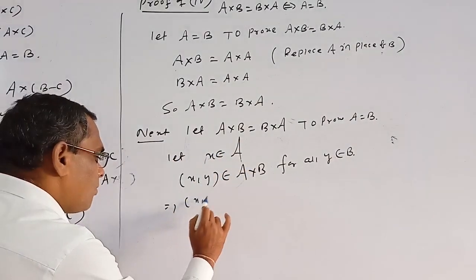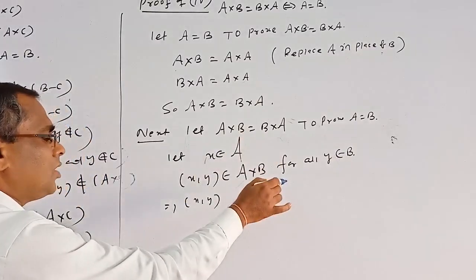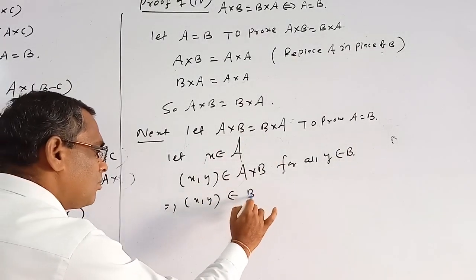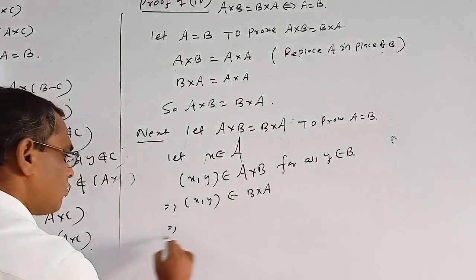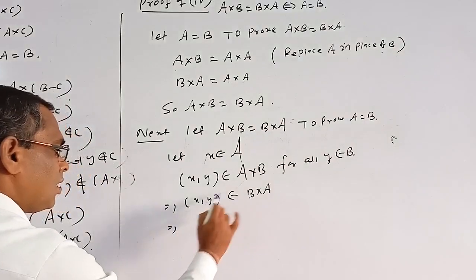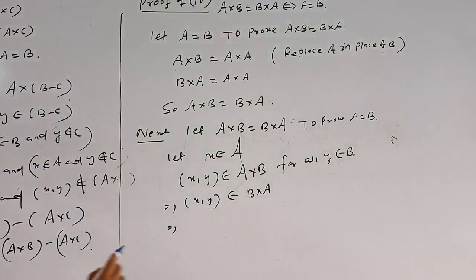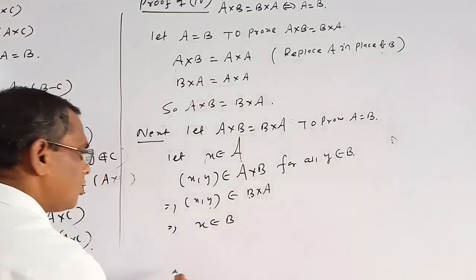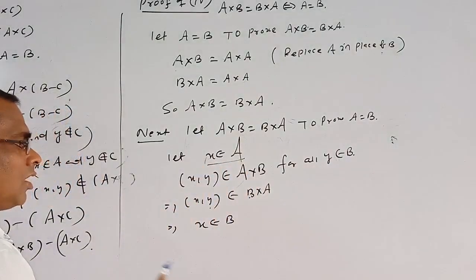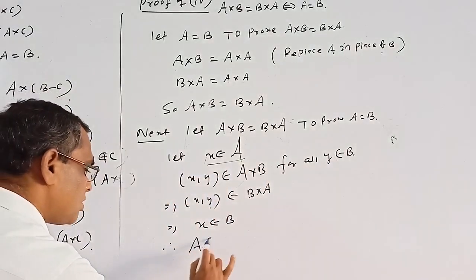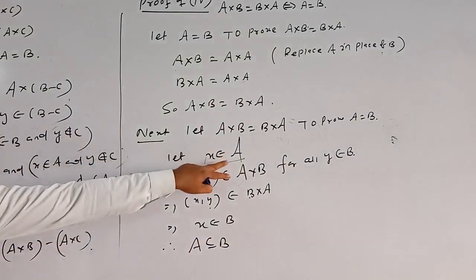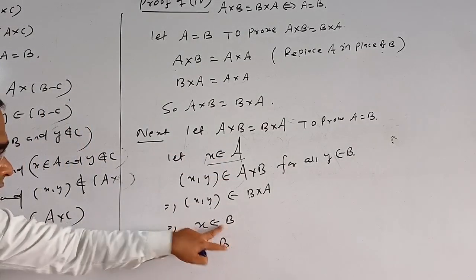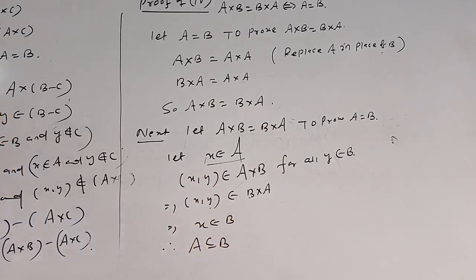That implies the ordered pair x comma y, here given that A cross B is equal to B cross A, means the ordered pair x comma y belongs to B cross A, because given that A cross B equal to B cross A. Now, the ordered pair x comma y belongs to B cross A means what? x belongs to B and y belongs to A. That implies x belongs to B. So first we take the element x belongs to A, we get x belongs to B. Therefore A subset B. That means A is a subset of B.